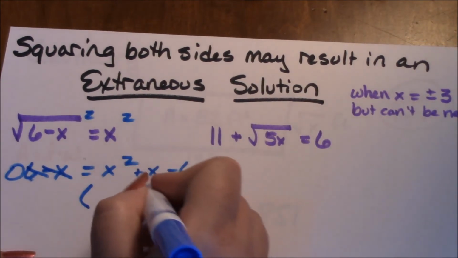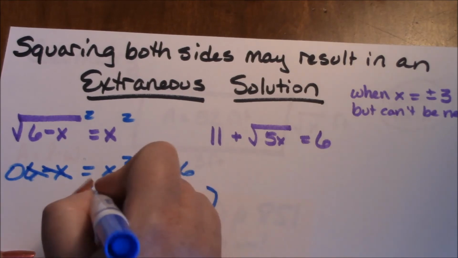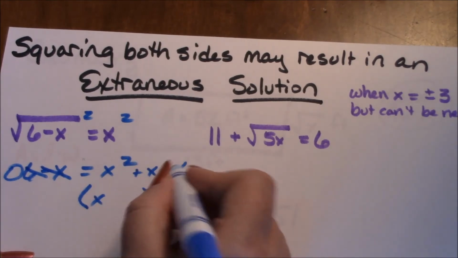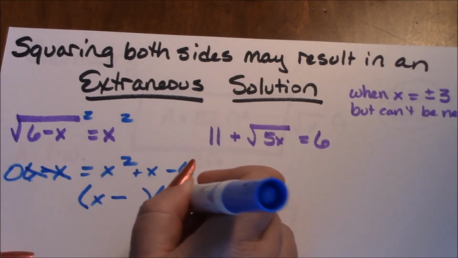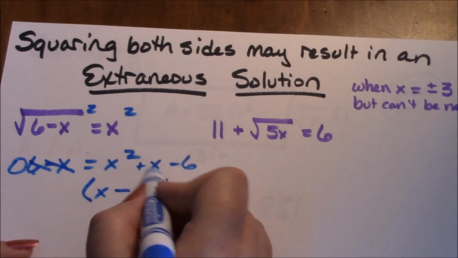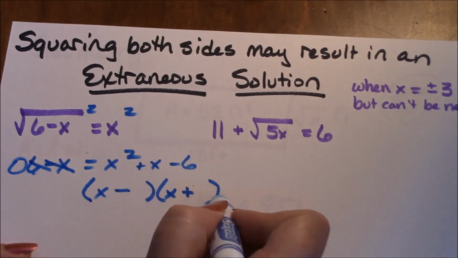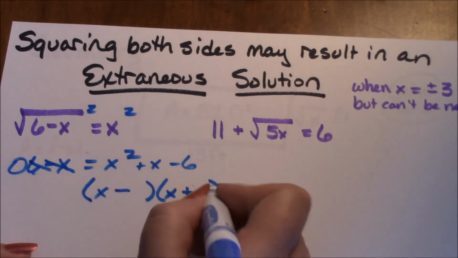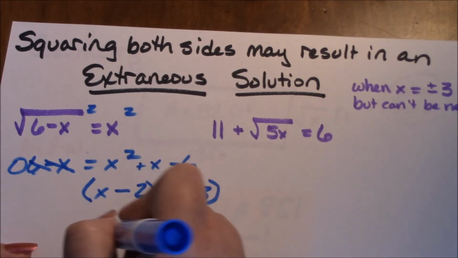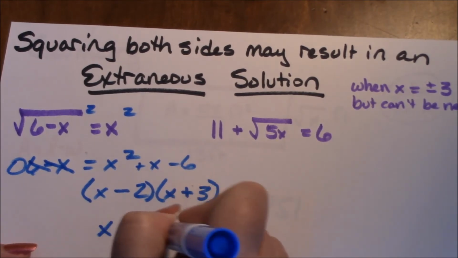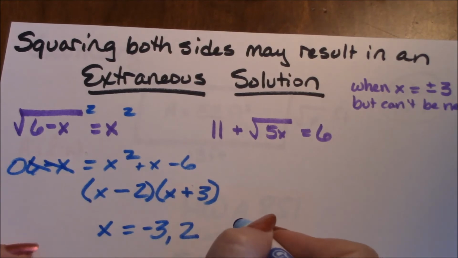So I'm going to factor, I want x, and I want, it's going to have a negative at the end, so there's a plus and a minus, and this is going to be 2 and 3, and the 3 is going to be the positive one. So x equals negative 3 or 2, and I'm going to go back and check.